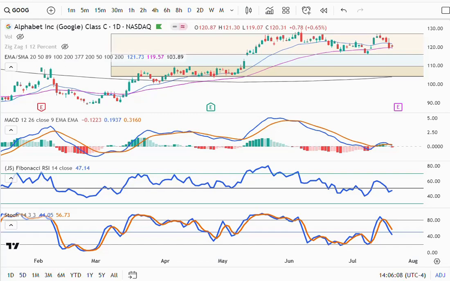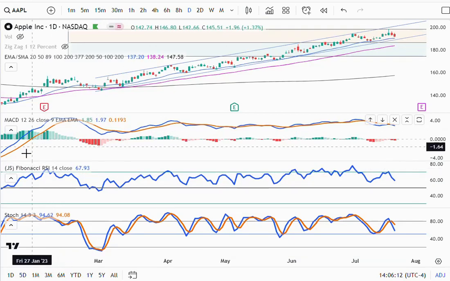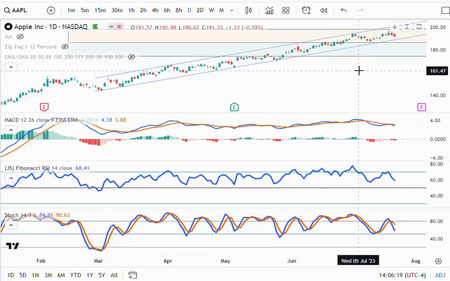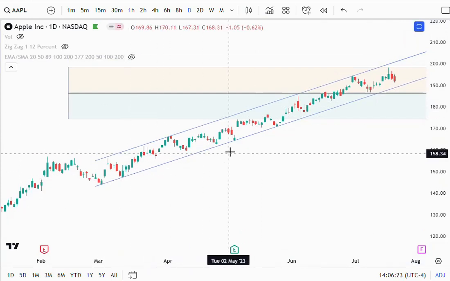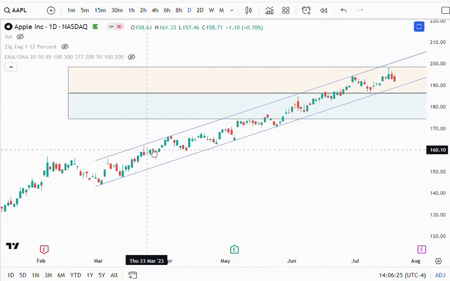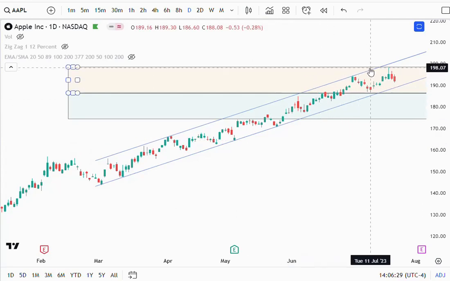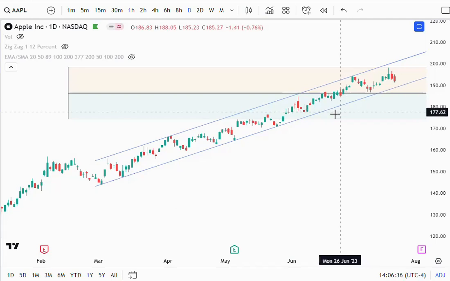And I'm going to finish off with Apple. So let's look at Apple. Let's just remove everything first of all. So let's look at the moving averages. Now, if you look at Apple, I have this channel right here. Apple has been moving inside this channel. It still remains. It hasn't breached those channels yet. And as long as it remains inside this channel, there's nothing to worry about.